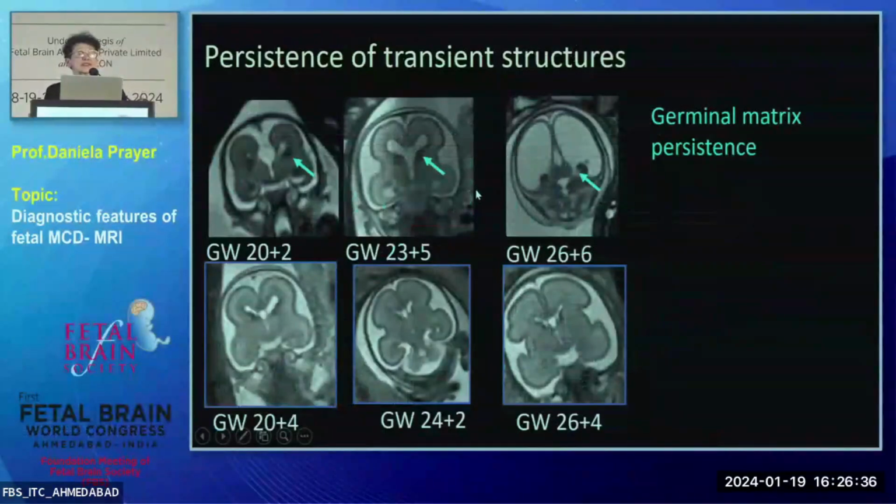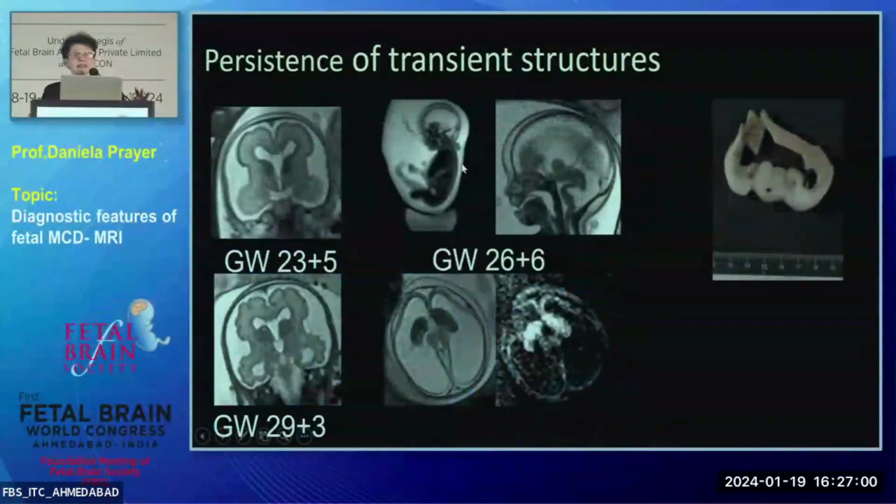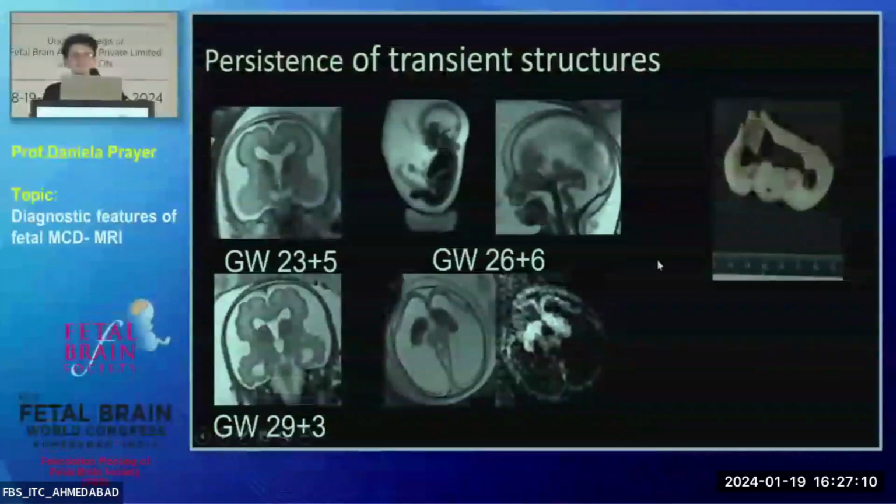Of course, the persistence of transient structures is a sign that something goes wrong. If the germinal matrix is still in its original region, then the neurons will be missing in the periphery. And we see that in a lot of dysencephalias. In the lower row, you have age-matched normal cases. And here you can see this with a pathological specimen, but of course you will not only look at the persistent germinal matrices, you will look at the brainstem, but I will come to that later.